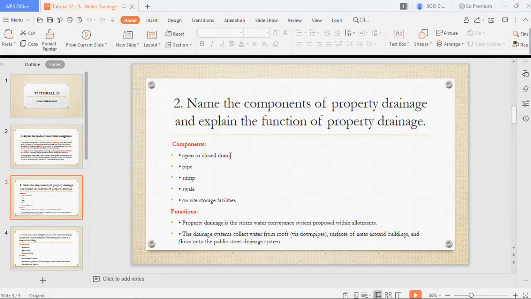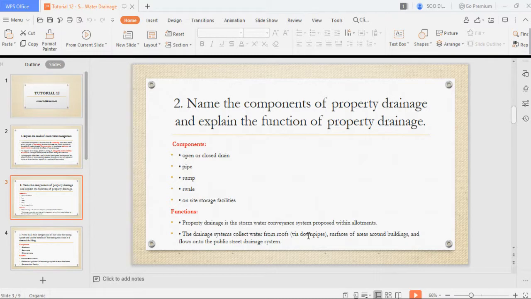Usually drainage will be closed. This is for safety reasons. If people are nearby, you can have open drainage, but it would be at a place where people don't usually walk past. Usually in front of your house there will be open drainage, and on the place where you frequently go in and out of your house, then you have a closed drainage.